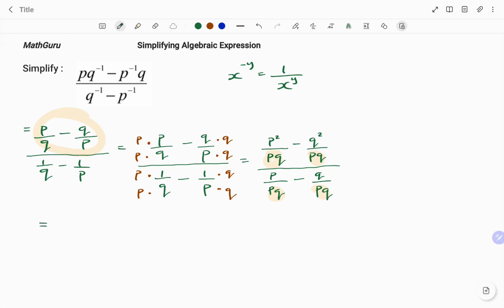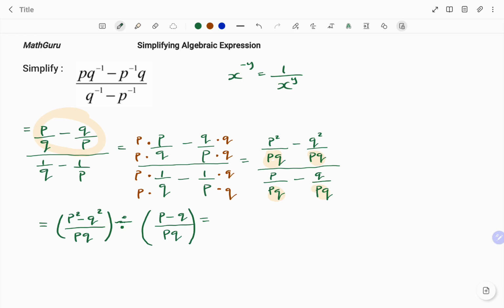So therefore, this becomes, at the top of my numerator, p squared minus q squared divided by pq, because now they have the common denominator. I'm going to change the fraction bar and write it using another symbol for division. Then for my denominator, I have that is still the same denominator pq. Then I have my numerator p minus q.